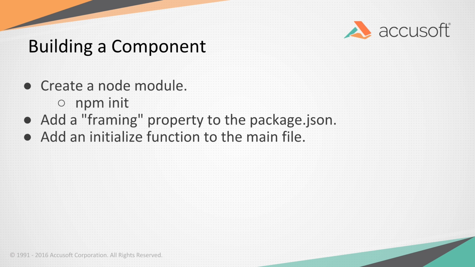And then you have to add an initialize function to the main file. So in the package.json, you indicate what the main file is, and that main file needs to have an initialize function because that's the interface for Framing to be able to state, okay, give me your object, give me your totally initialized object.